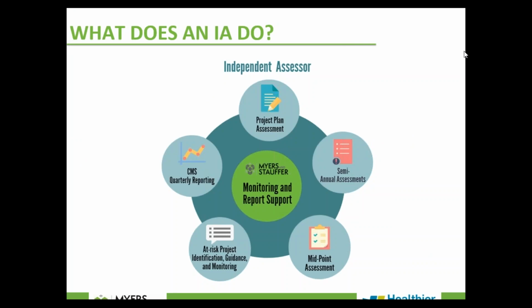So an evaluator will contract with the state, as they are with an independent assessor, with Myers and Stauffer, but that independent evaluator will really focus on the full Section 1115 MTP initiative. They will also develop a program evaluation plan that has to be approved by CMS. They will do an interim evaluation report and then a final report that will be provided to CMS ultimately. So we just wanted to make sure we're clear about the differences as we're moving forward.